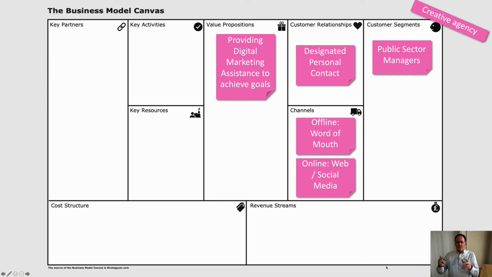So this side of the business model canvas is the offer side. Customer segment, value propositions, how the two are brought together, and that offer side creates a revenue stream. And in terms of the business, when it was started, it was basically a project fee. We'll do that piece of work for you for a fee.